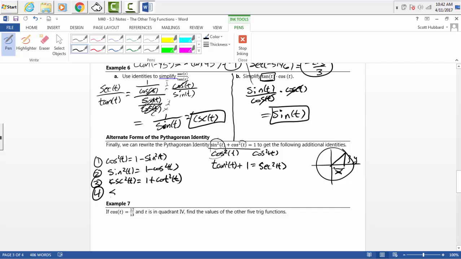And so we get secant squared of t is equal to 1 plus tangent squared.